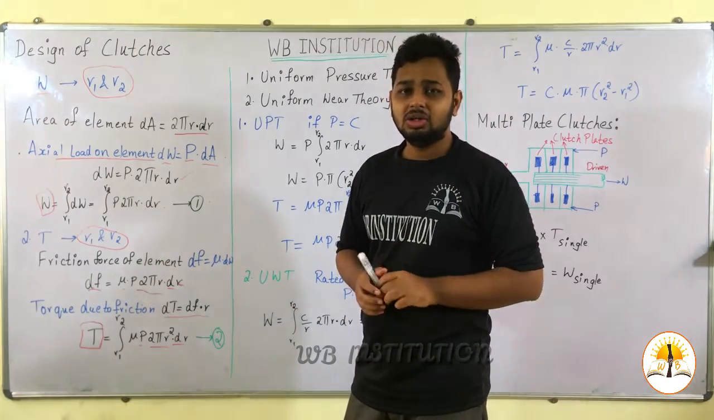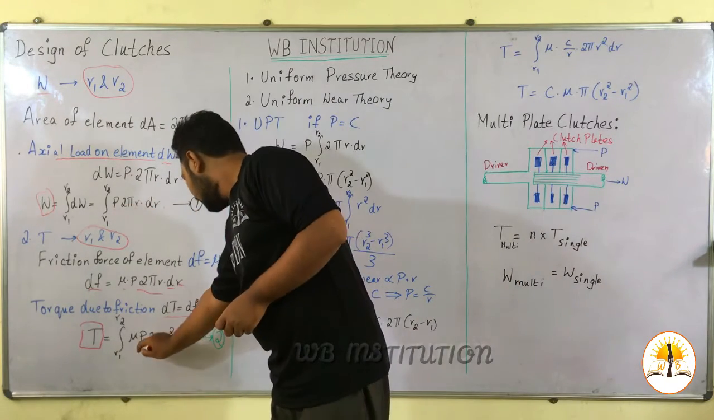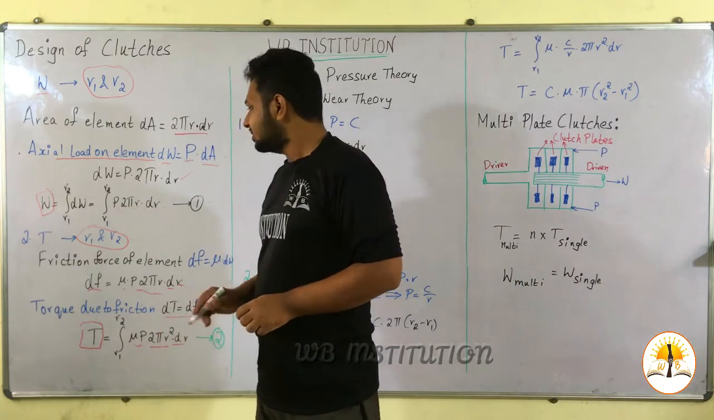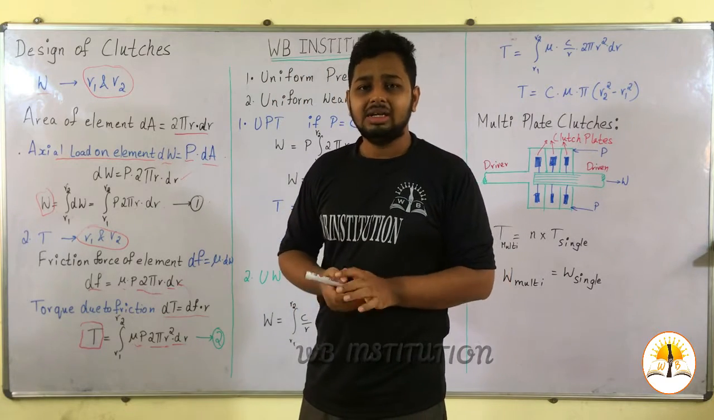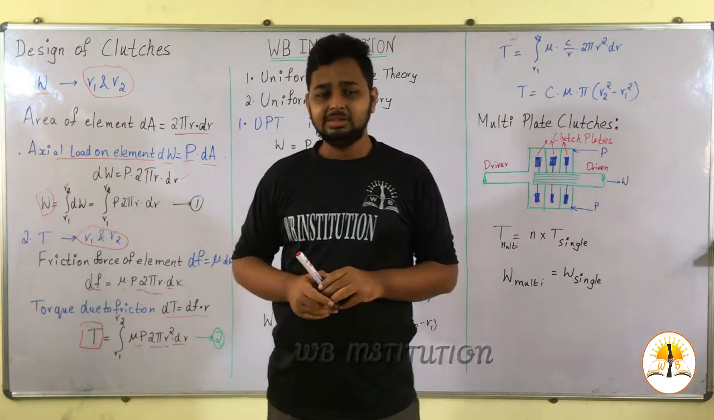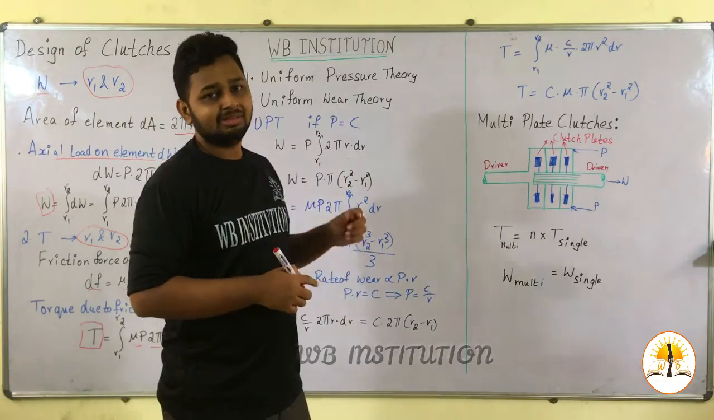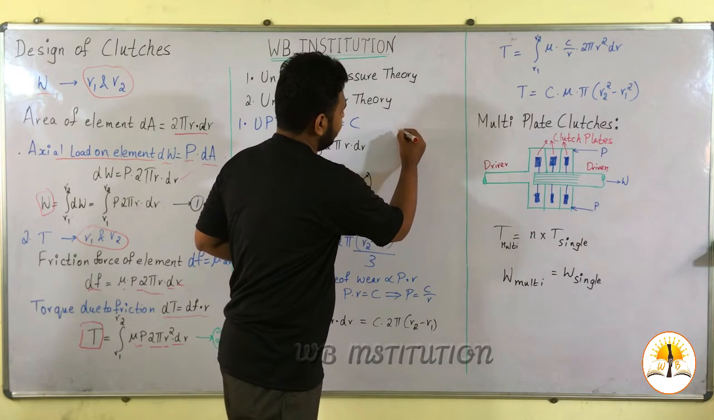Why? Because we don't know the relation between P and r. The other values are constants. Whether P and r are constants or not, we cannot derive directly. So for that there are two theories: one is the uniform pressure theory and the other is the uniform wear theory. Let us explain it in detail.